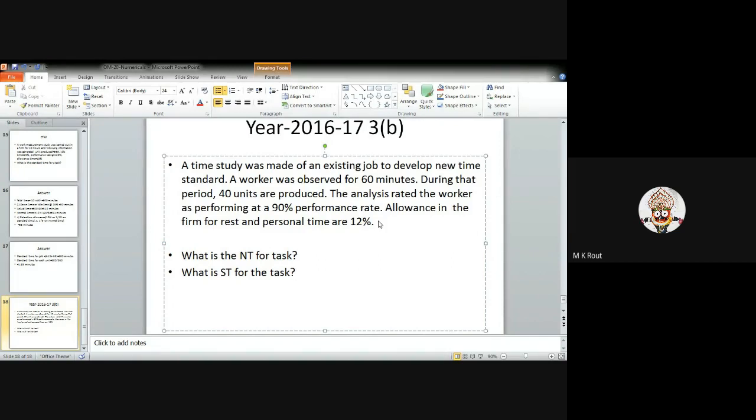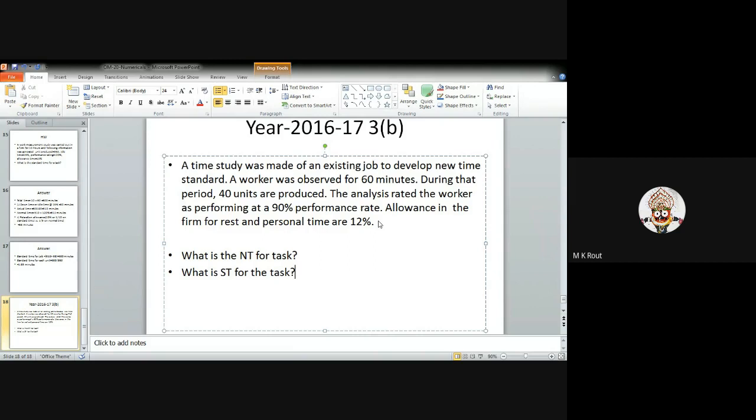In case of normal time, the formula for normal time, the total time is given as 60 minutes, and the percentage of working is given how much? 90%. Then the performance rating is given as 90, so 90 by 100, right? So here the percentage of performance rate, the performance rating at the frequency of working performance, is 90%.